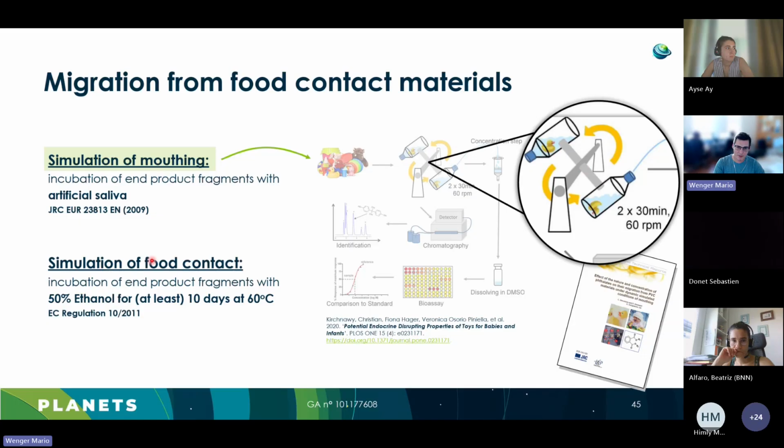There is a similar study that did nearly the same with another simulant. It was 50% ethanol, according to the European test regulations, for 10 days at 60 degrees.